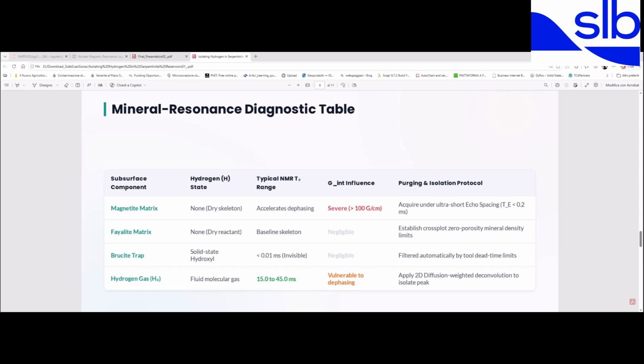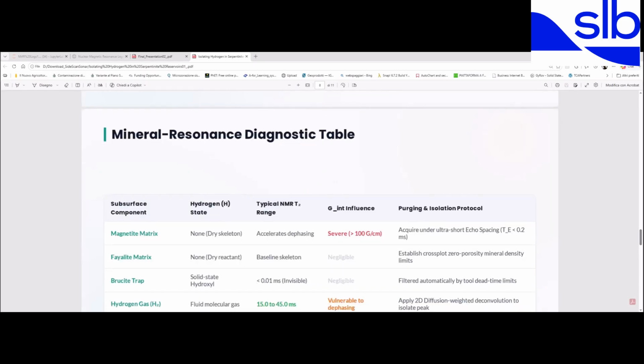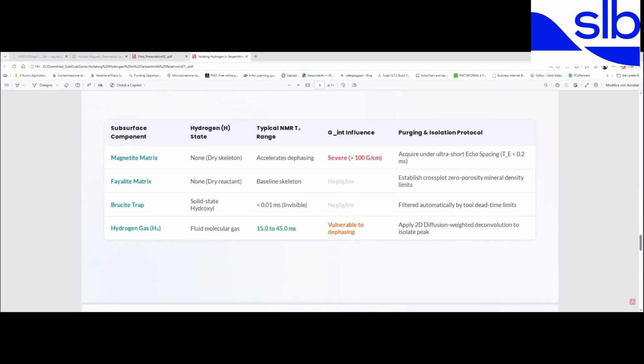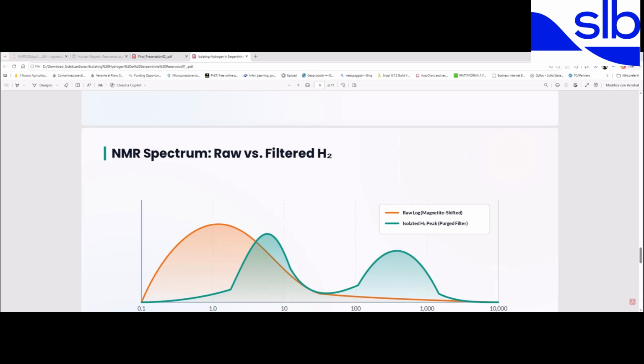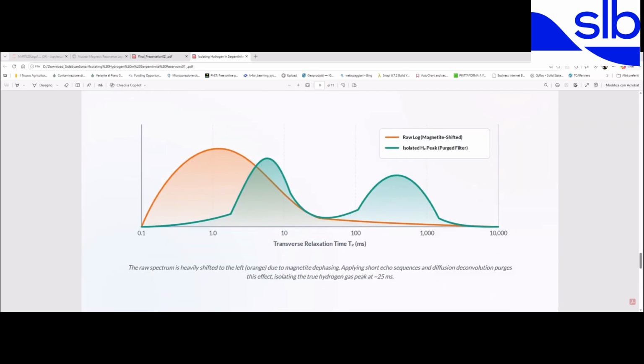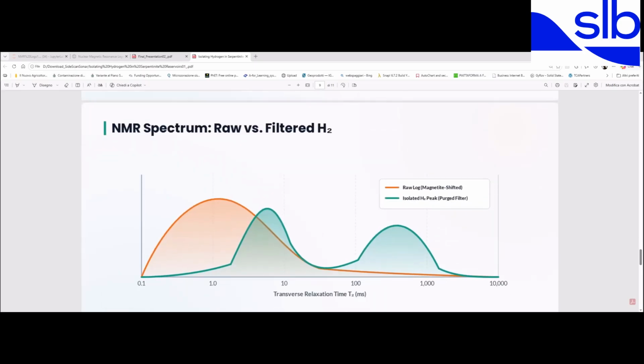So you need to apply the dephasing processing to separate the signal of magnetite and also of brucite, to recognize the effective free volume of hydrogen gas. Apply the diffusion weighted deconvolution to isolate the peak. Nuclear magnetic spectrum raw versus filtered.